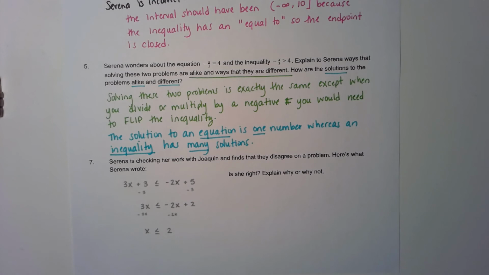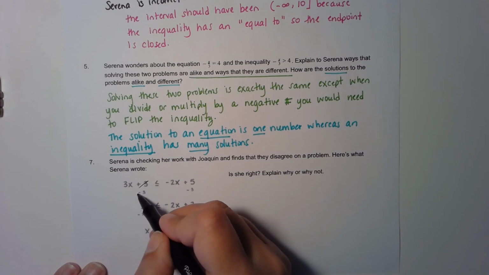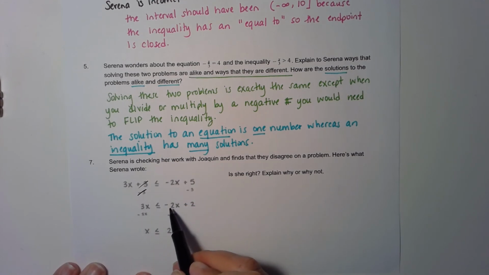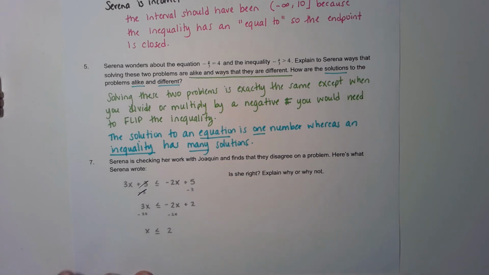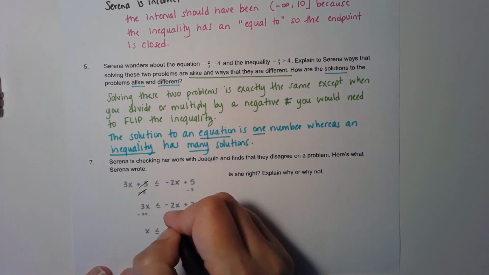Now, in my last problem here, it says Serena is checking her work with Joaquin and finds that they disagree on a problem. Here's what Serena wrote. Is she right? And explain why or why not. Now, what I like to do is kind of do the problem myself and see where our work might be the same or might be different. So if I was to do this problem, I would start by subtracting 3 on both sides. And when I do that, the 3's cancel, and so I just get 3x is less than or equal to negative 2x, and 5 minus 3 is 2. That step checks out. Then I would add 2x on both sides to undo the minus.